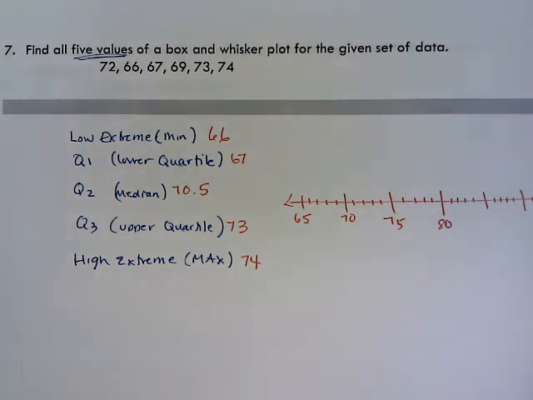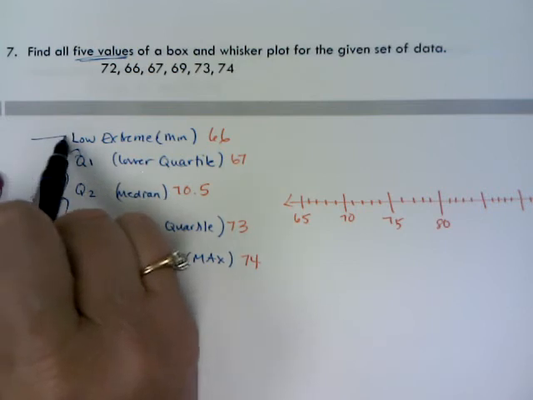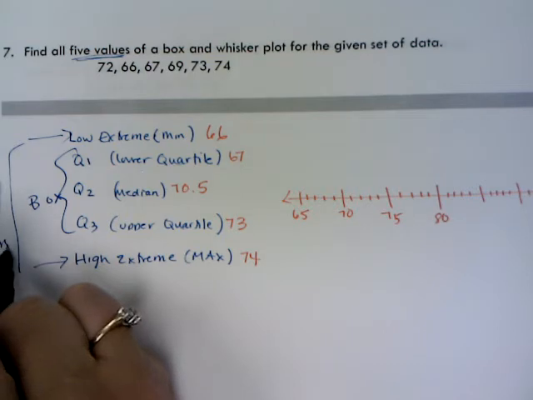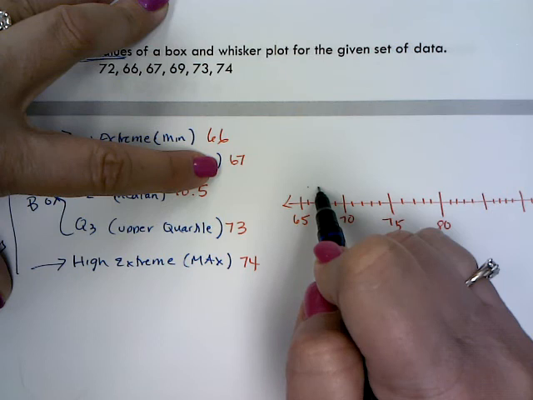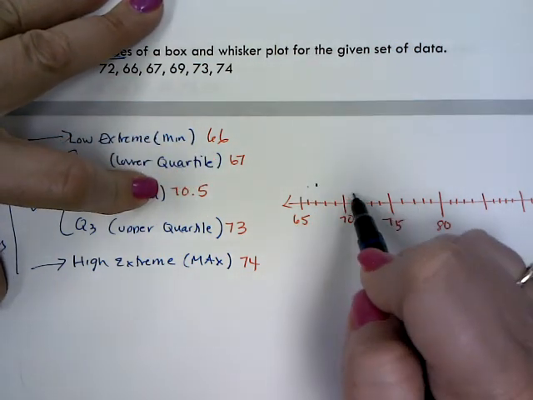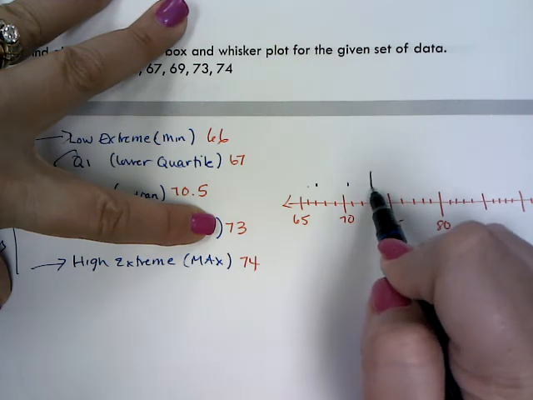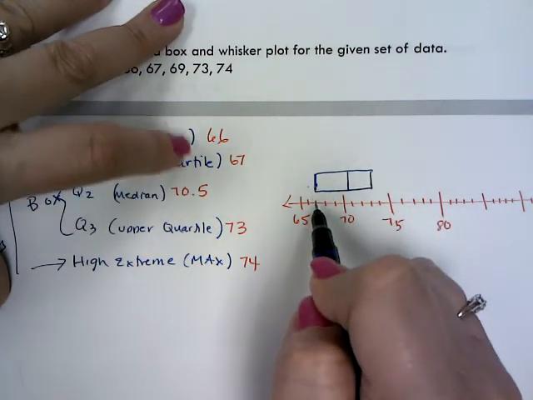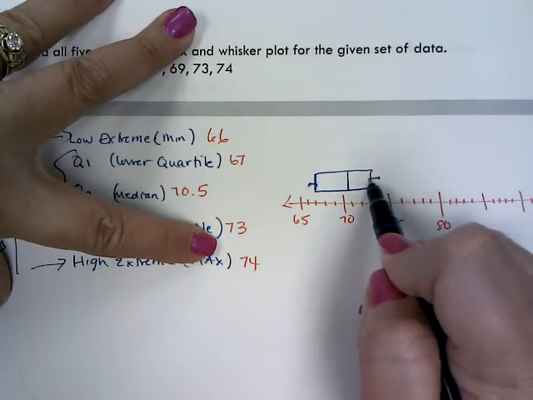So now, I want to go ahead and graph these 5 points. So this makes my box, and this are my whiskers. So my low extreme is 60, that's my whisker. Let me do my box first. 67, 70.5, and 73. This makes my box. And then my whisker goes a tiny bit, and my whisker goes a very tiny bit.